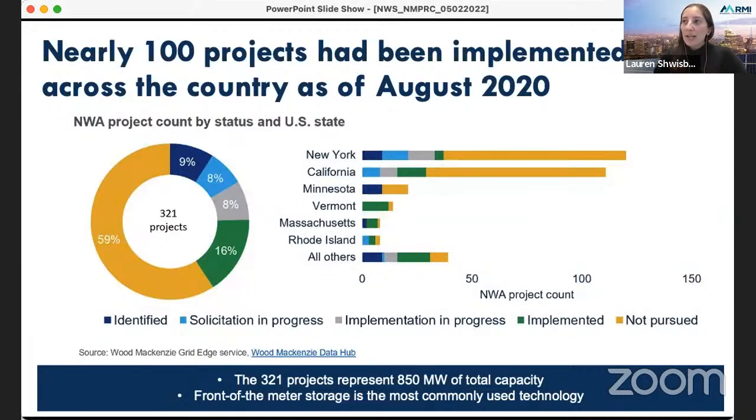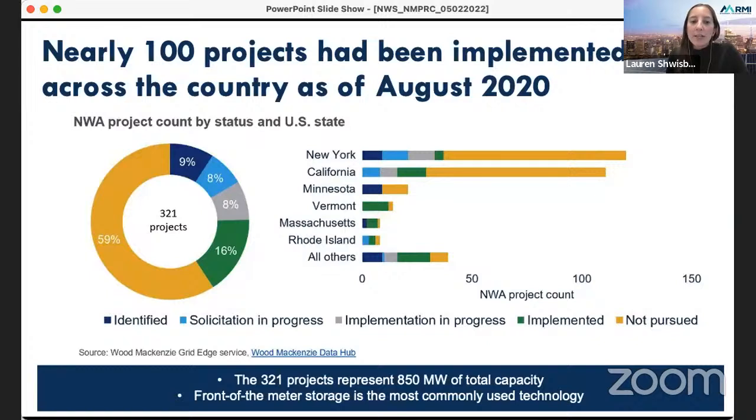So of those projects, the majority have still been implemented in New York and California, but you can see a lot of other states starting to emerge as a bigger part of the mix in the last couple of years. And I would expect that the 2022 numbers would even trend further towards states outside of New York and California. The most common resource that's been used across all these projects is front-of-the-meter storage.